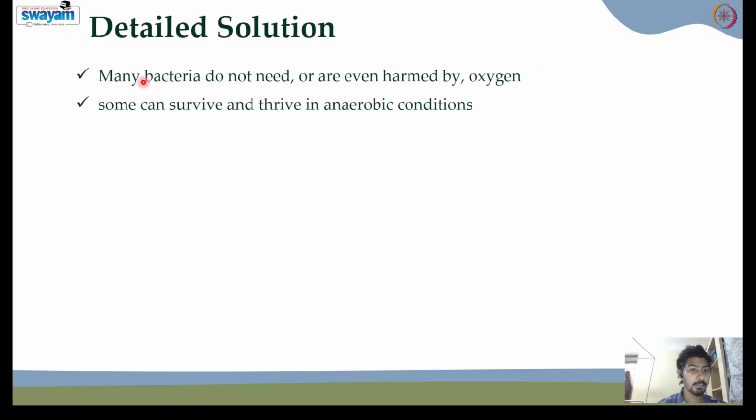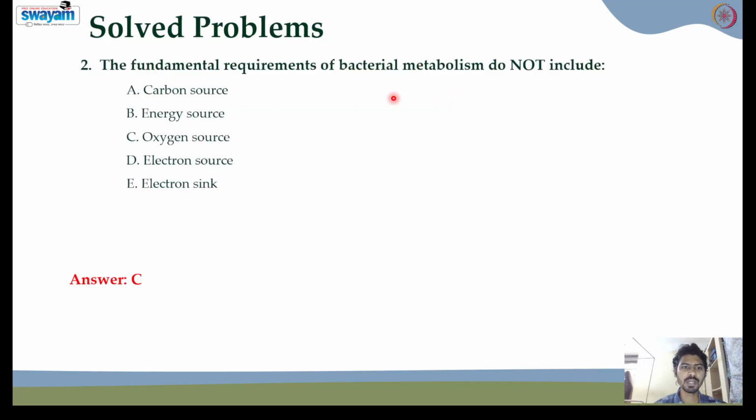because many bacteria do not need oxygen, or are even harmed by oxygen, right? So we call these anaerobic microorganisms. There are bacteria which do not survive in oxygen. These organisms we call anaerobic microorganisms, which can survive in the absence of oxygen. That is why the fundamental requirement is not an oxygen source, whereas all other sources are fundamental requirements.